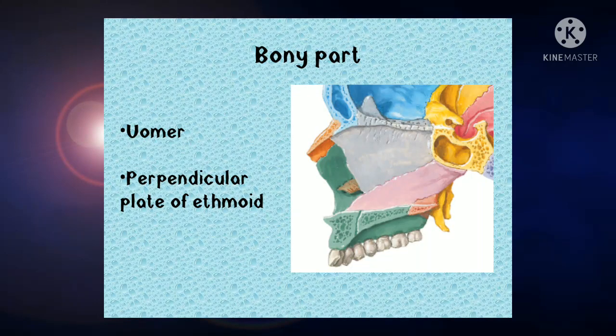The bony part of the nasal septum is formed by the vomer bone and the perpendicular plate of ethmoid bone. The margins of the perpendicular plate of ethmoid bone receive contributions from the nasal spine of the frontal bone in front, rostrum of sphenoid behind, the nasal crest of the nasal bone in front, and palatine and maxillary bone below.